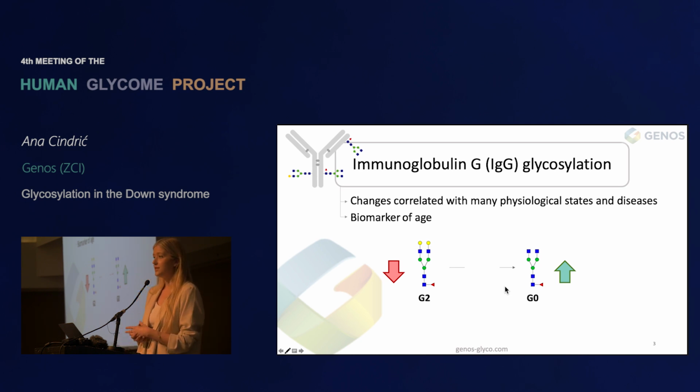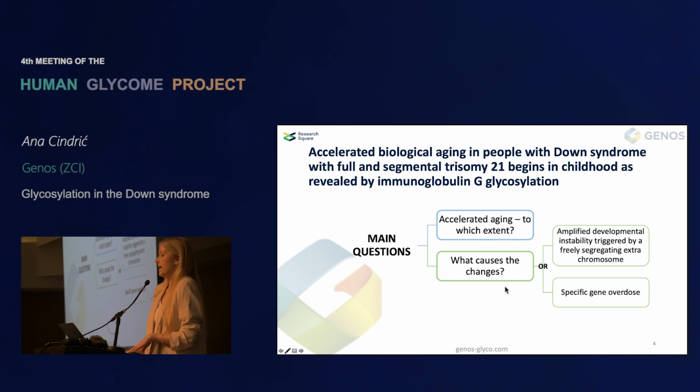Basically what happens with age, there's more stuff that happens, but maybe the most pronounced change is a drop in G2, which means glycans that contain 2 galactoses. And you get an increase in G0, which are glycans that contain no galactoses. So that is something to keep in mind for the rest of my results that I will be telling you about. And then we decided to combine those two things.